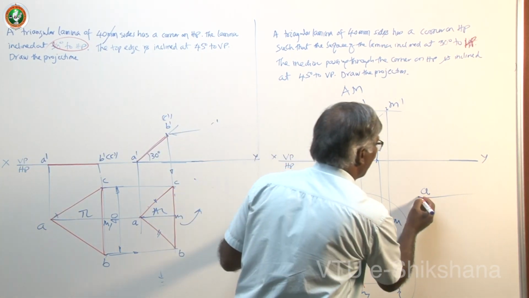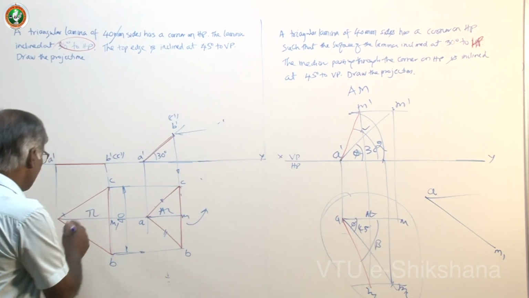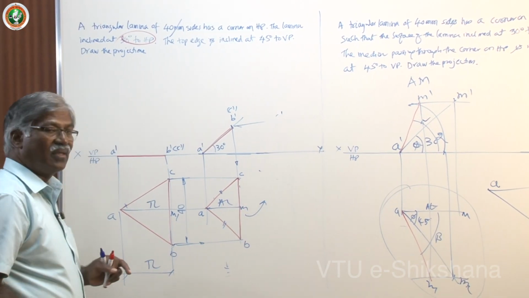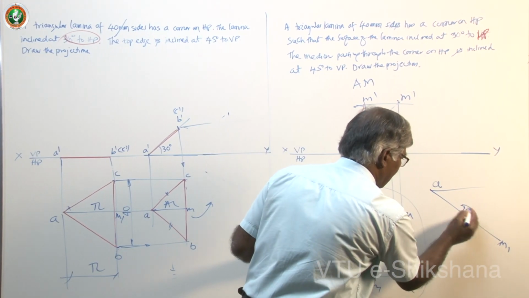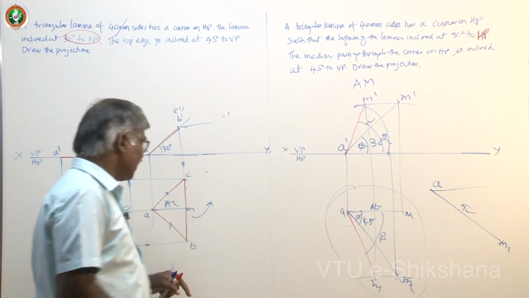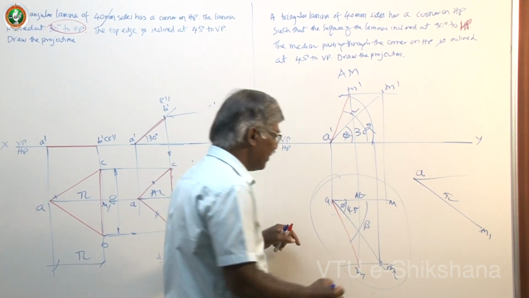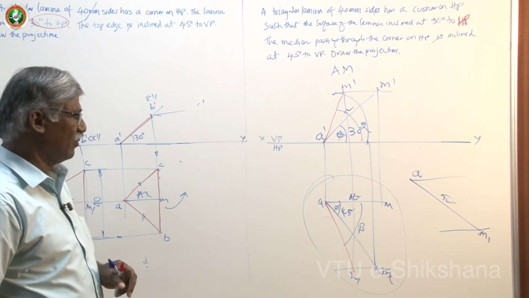Let me take an example. AM1. AM1 is true length. This distance you take, true length, and mark here. This is true length. Next, you just observe here. This is the locus of M2 and M, or M1 and M. No problem. Any suffix will work for you.